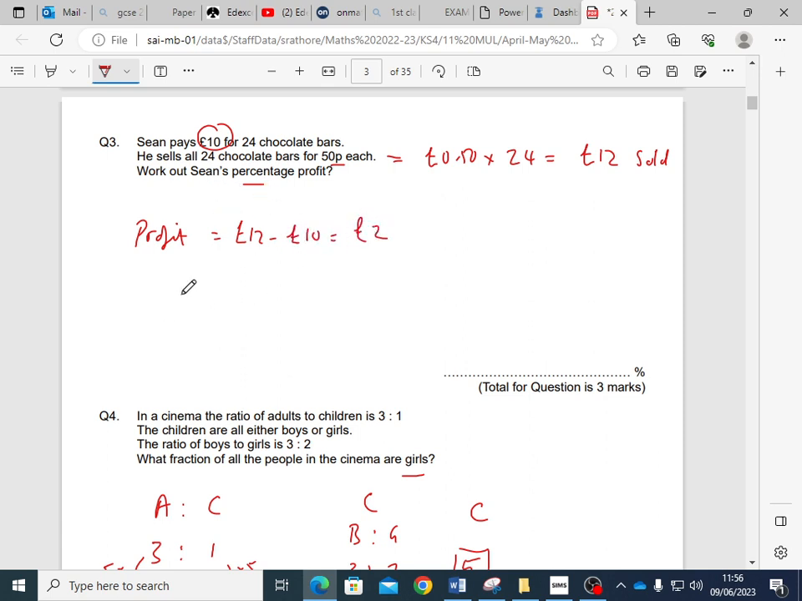So for the percentage profit, always the formula is profit or loss over the original, multiplied by 100. So if you multiply that by 100 percent, you'll get 2 over 10 times by 100 gives you 20%. Okay, let's have a go at the next one.